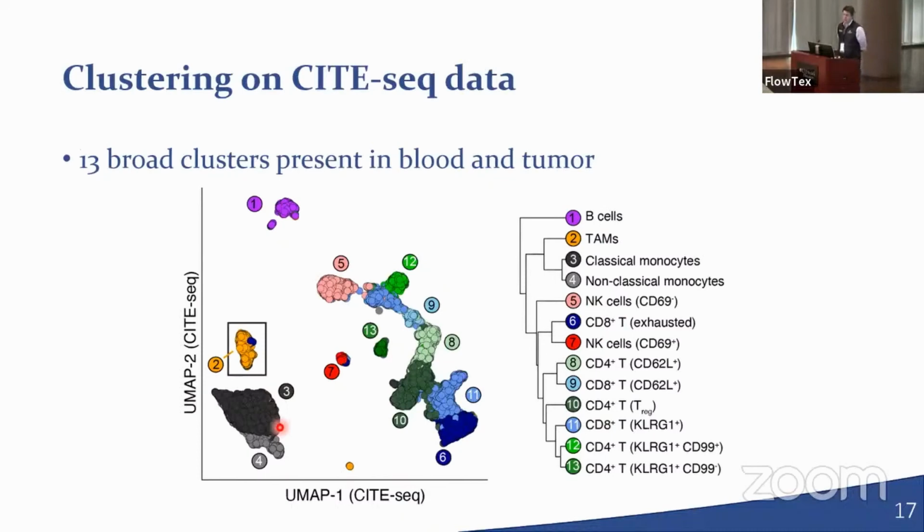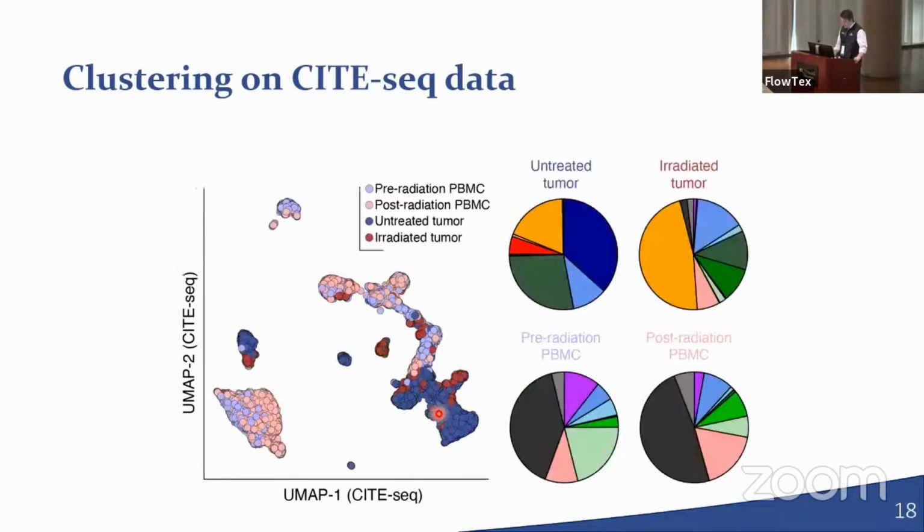This is 13 sort of broad clusters that are present in the blood and the tumor. We sequence both. And you can see you have a very large population of monocytes. These are primarily in the blood. You have macrophages. These are almost all in the tumor. Some B cells, and then I've colored blue here, CD8 T cells, and then green, CD4 T cells. And so what we saw, without getting too much into the details, is that you did have quite large differences, as you might expect, between the untreated tumor and the irradiated tumor.